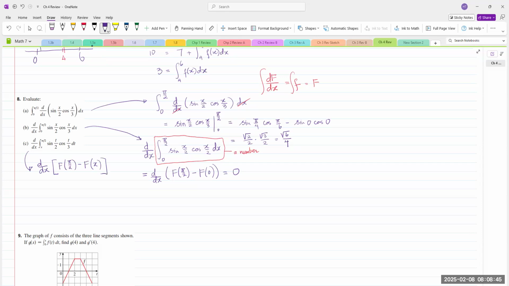Okay, now the derivative of the first term will be 0, minus the derivative of the second term, which will be that function itself at x. If you think about it, that's basically the fundamental theorem of calculus, the first part. Application of the fundamental theorem of calculus, the first part.